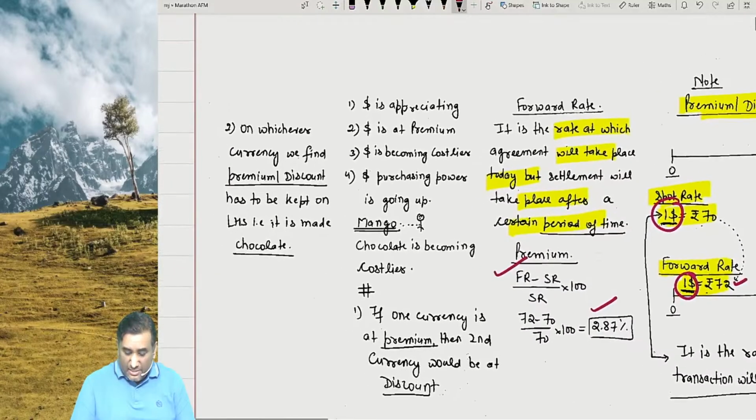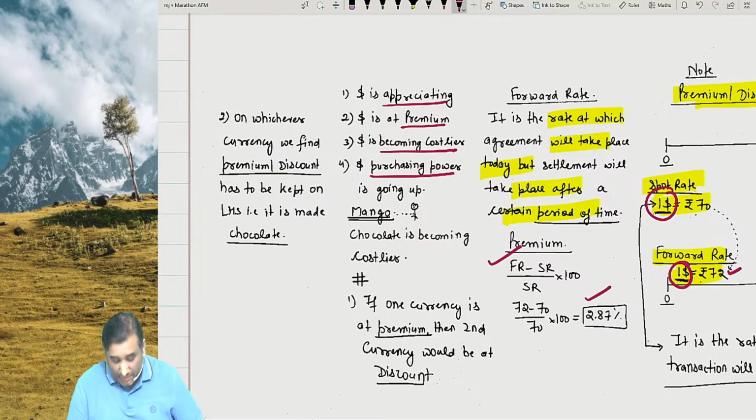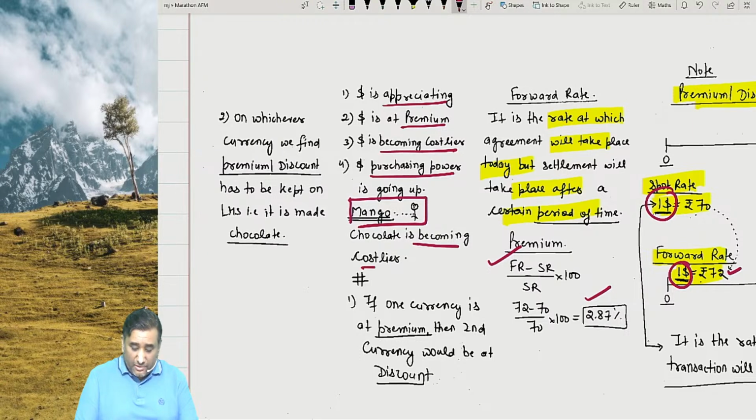Now dollar is appreciating. Different languages would be used in the question. Dollar is appreciating. Dollar is at a premium. Dollar is becoming costlier. Dollar purchasing power is going up. Mango people, Aam Aadmi. Aam Aadmi is not Aam Aadmi Party, Aam Aadmi, mango people, general layman, mango people. Chocolate is becoming costlier. You'll only say what comes in 70 will start coming in 72. If one currency is at a premium, automatically the second currency would be at a discount. It's but obvious, 100%.